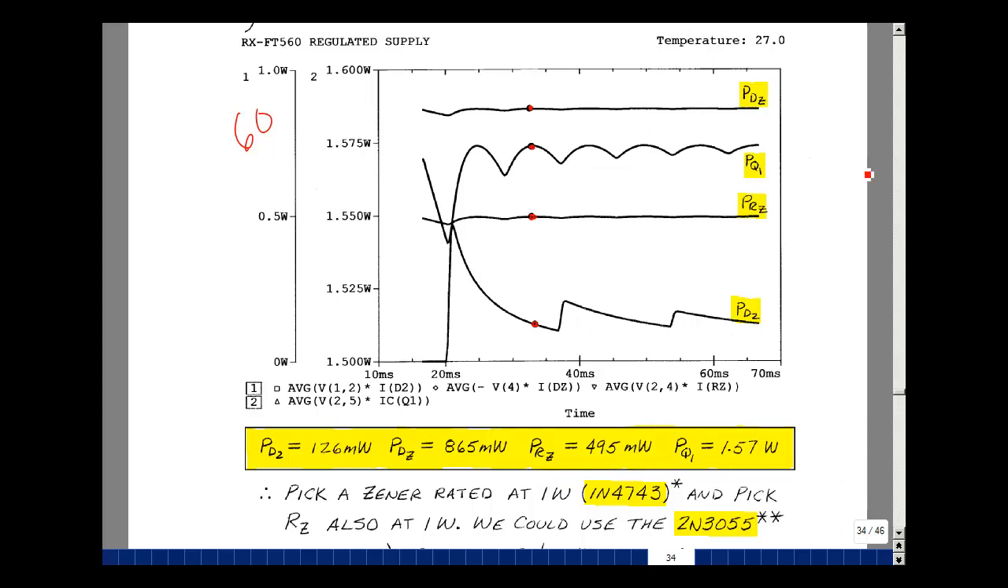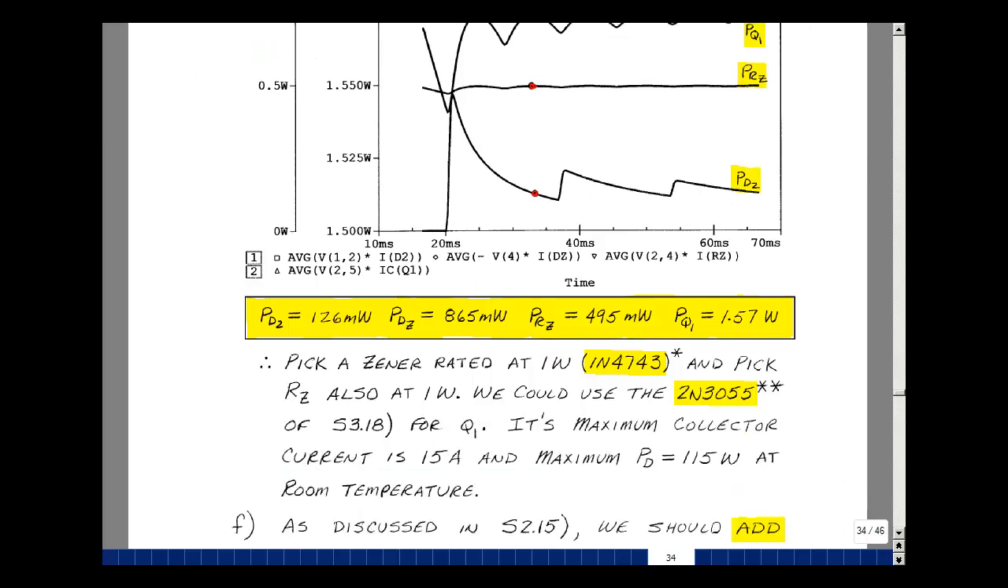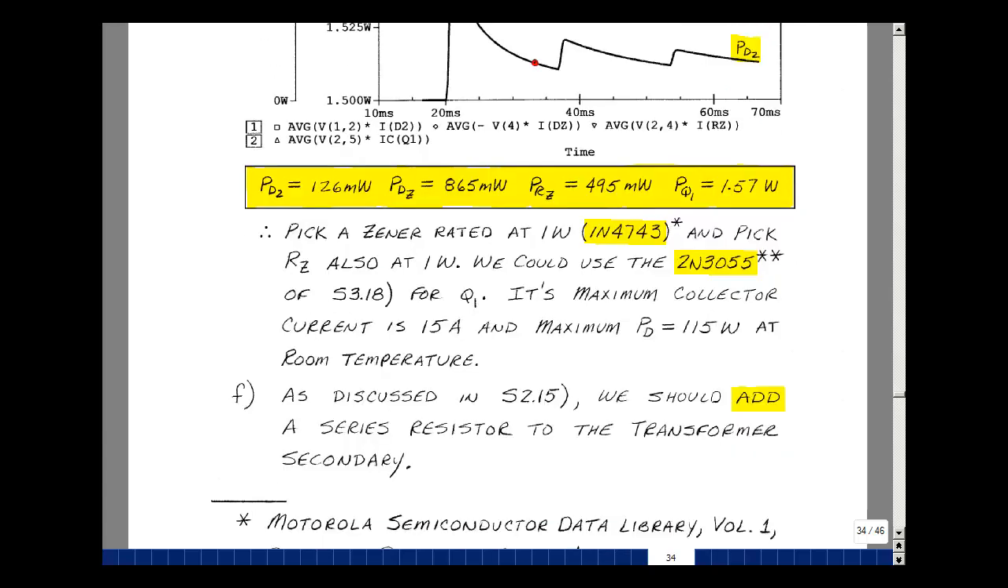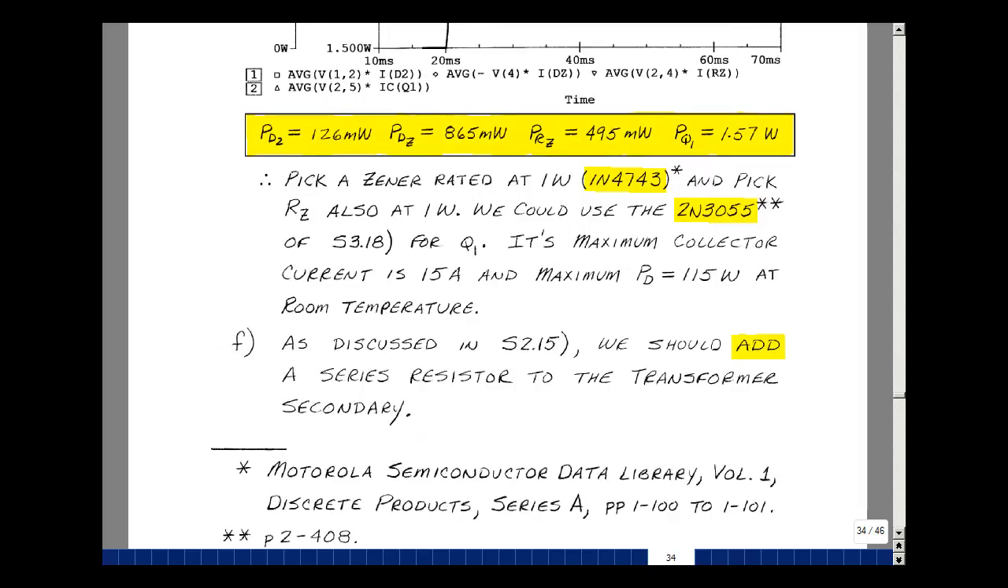Of these two cases, let's pick the bigger of the two for our selection of the components. For our Zener diode, let's pick a 1 watt Zener. I did some searching and found that it was a 1N4743 Zener diode that was rated at 1 watt. And I would pick R sub Z to be maybe a 1 watt resistor. And then we could use the 2N3055 we did in supplemental problem 318, which can have a maximum collector current of 15 amps and a power dissipated of 115 watts at room temperature. As we discussed before, we probably should add a series resistor to the transformer secondary to minimize the surge currents.